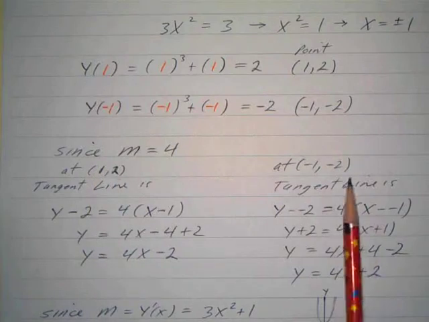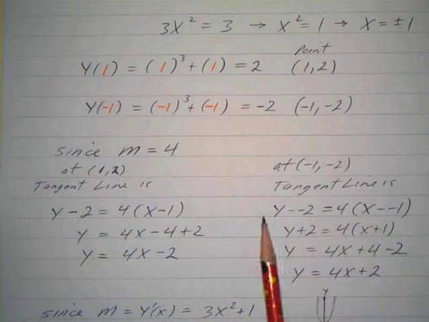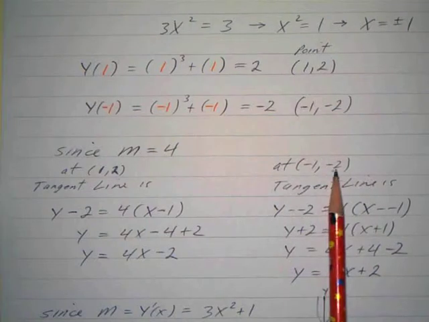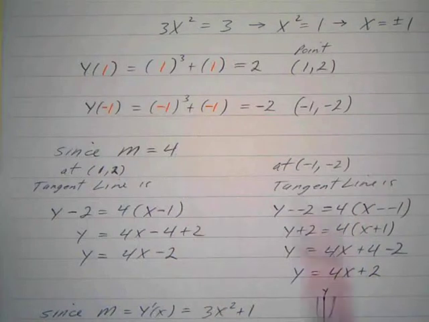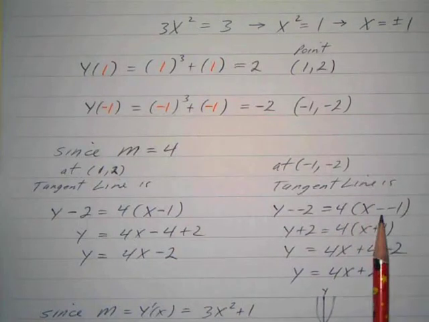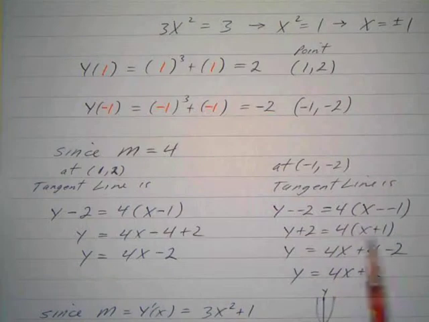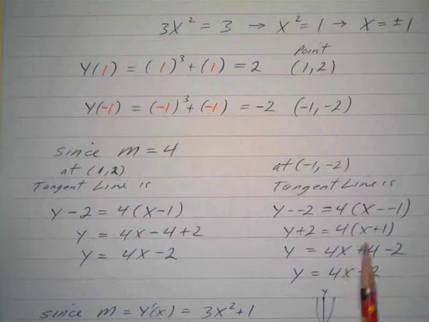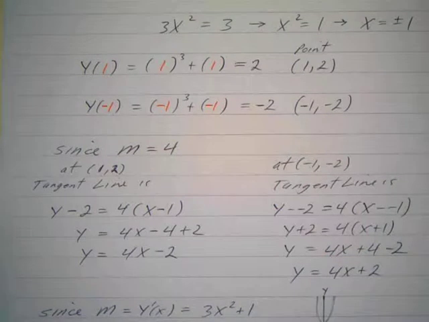At the other point of tangency, the tangent line, again using the point-slope form, is y minus negative 2, there's my y1, equals m, 4, times x minus negative 1. So it becomes y plus 2 equals 4 times x plus 1, and then I subtract 2 from both sides. 4 times x is 4x plus 4 minus 2, which is 4x plus 2. So that's my other tangent line. Those are the 2 tangent lines, and that's the answer to one part of the problem.